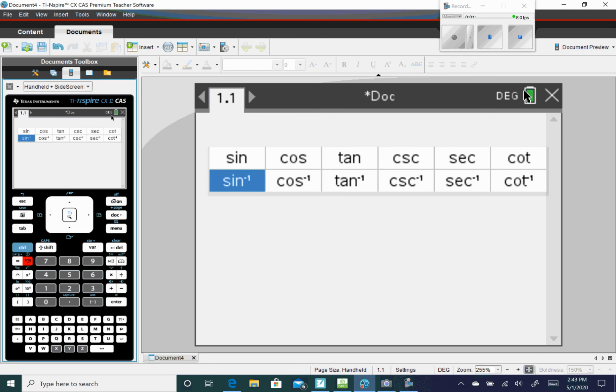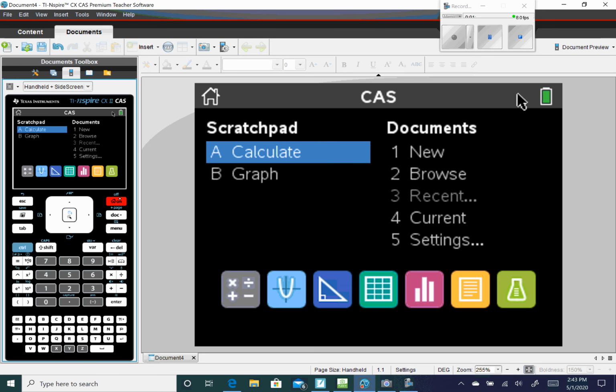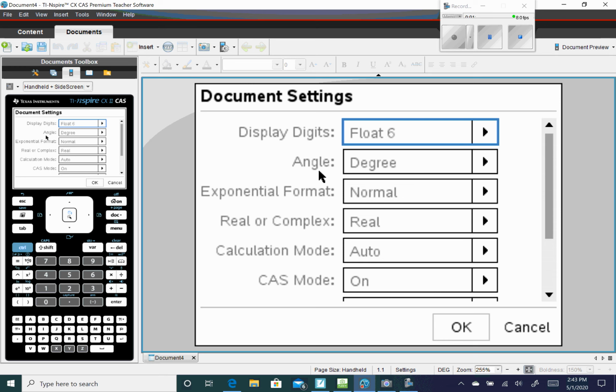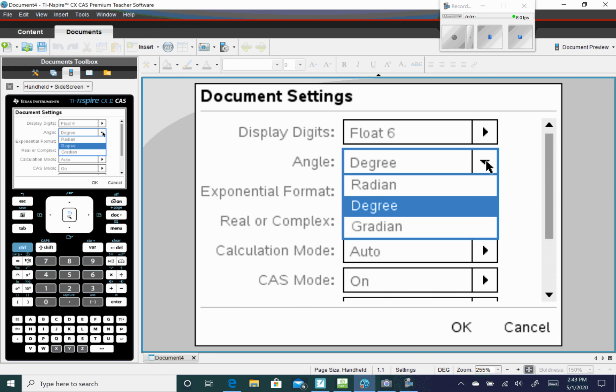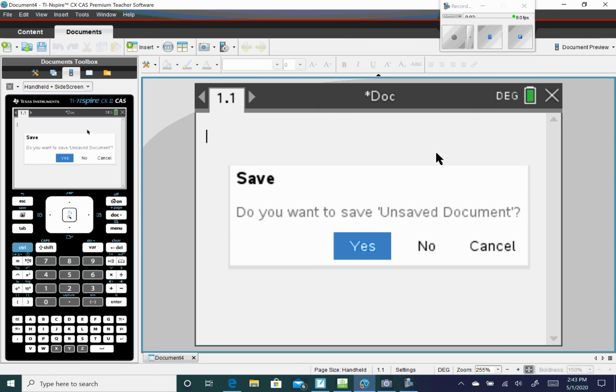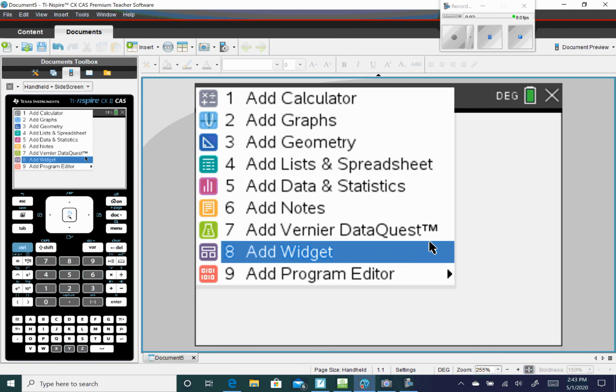RAD is for radians, so we want to change that. To change it, go to the home button, go to settings, go to document settings, and then right here for angle, hit the arrow key. If it's in radians, make sure you select degree, and then go down to OK. And then we can go back to new. I want to save that.